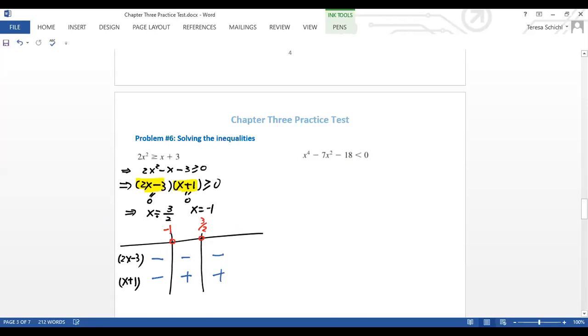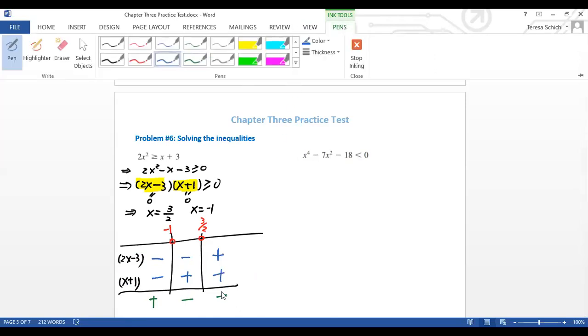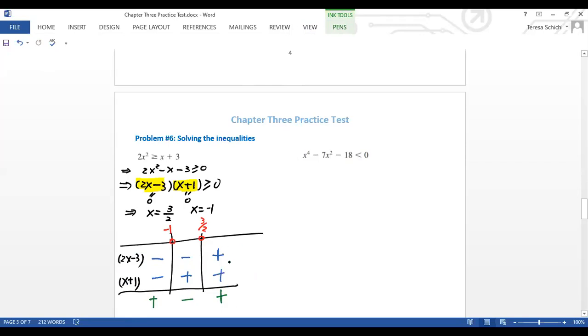Now you combine that. Negative times negative will give you positive. Negative times positive will give you negative. Positive times positive will give you positive. Did we do that correctly? Oh, no, here. They got rid of my lines there, I don't know why. So this is a positive.